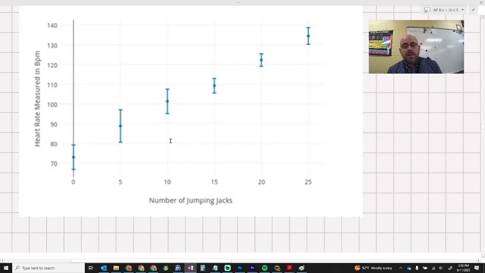So what that's telling us is that somewhere, some class, somewhere, it is possible that 5 and 10 were the same. And so is there a statistical difference between 5 and 10 jumping jacks when it comes to heartbeat? No. You would just simply answer that question by saying there is no difference. That's it. What about 15 and 5? Well, 15 and 5 do not overlap, so there is a statistical difference between 15 and 5. There's no chance that they would ever be the same, therefore they are different from one another.